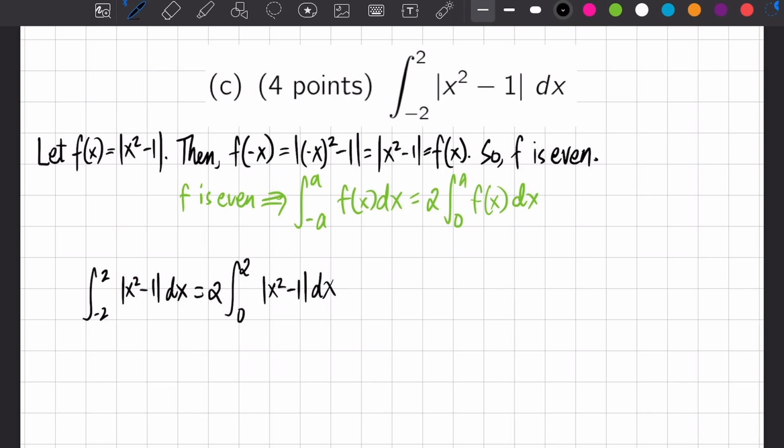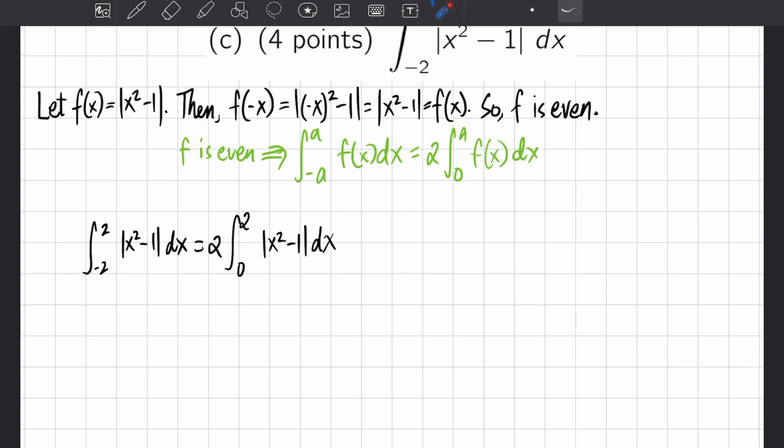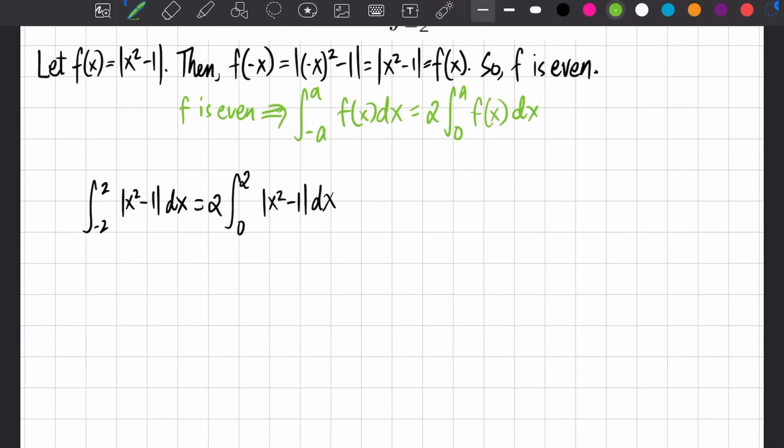Now, this is our problem. We have an absolute value of x squared minus 1. And what we have to do here is identify what the sign of x squared minus 1 is within this interval right here. So, let's talk about the absolute value of x squared minus 1. This one would be equal to x squared minus 1 provided that x squared minus 1 is greater than or equal to 0. And it would be the negative if it is not greater than or equal to 0. So, let's just put elsewhere.